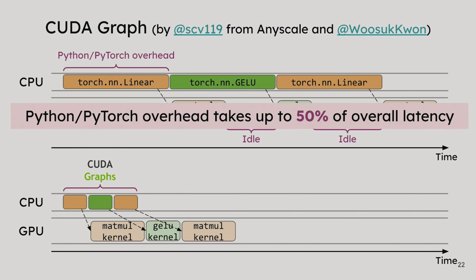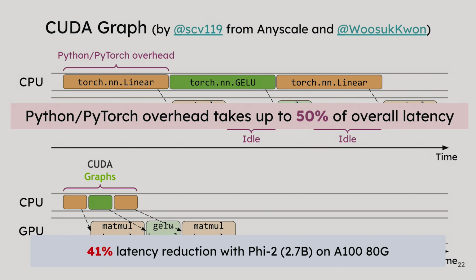Okay, to address this, we introduced CUDA graph into vLLM. CUDA graph records the CUDA kernels launched during the model execution and constructs a graph that can replay the recorded kernels. And this way, vLLM bypasses the Python and PyTorch runtime in model execution. With CUDA graph, we achieved up to 41% latency reduction for small models like Microsoft Phi-2.